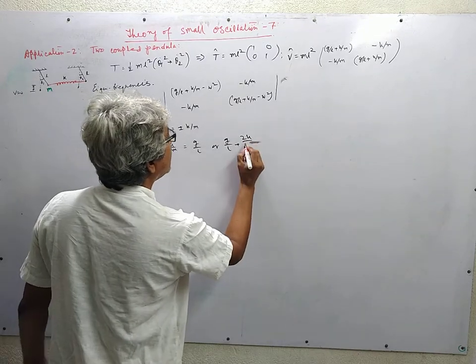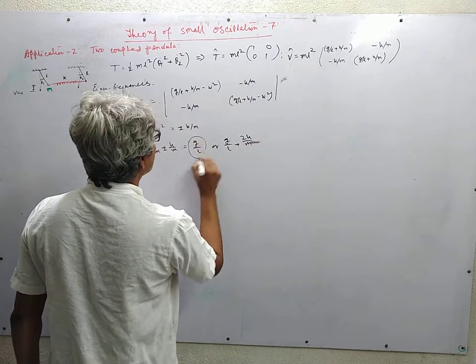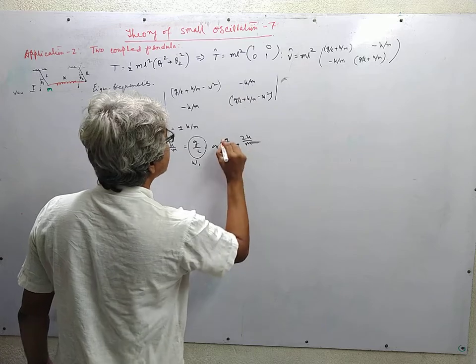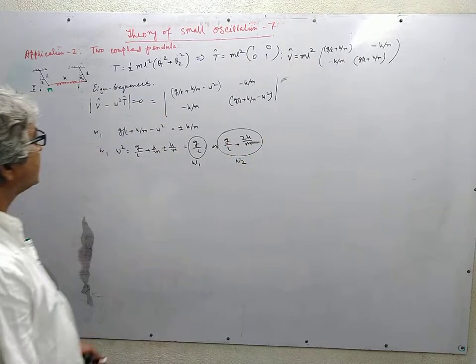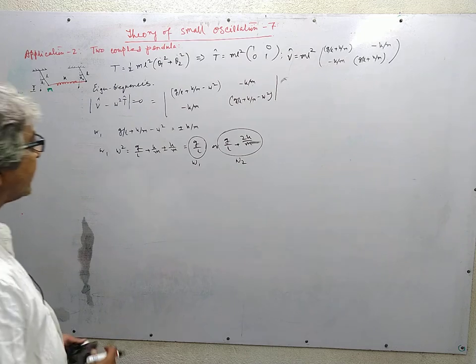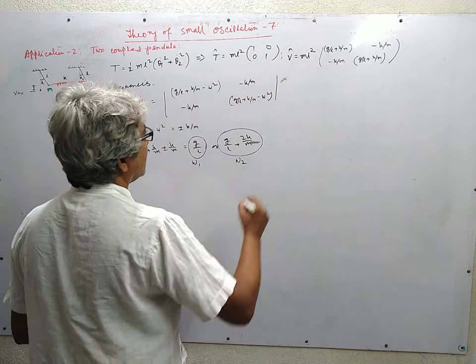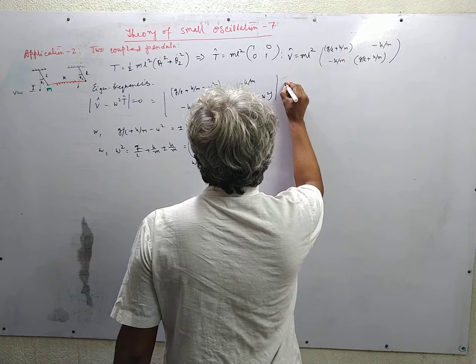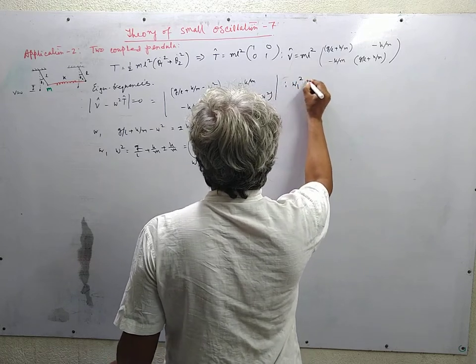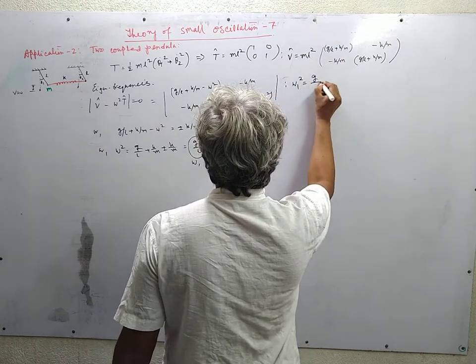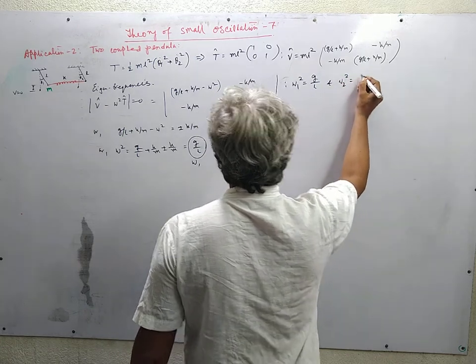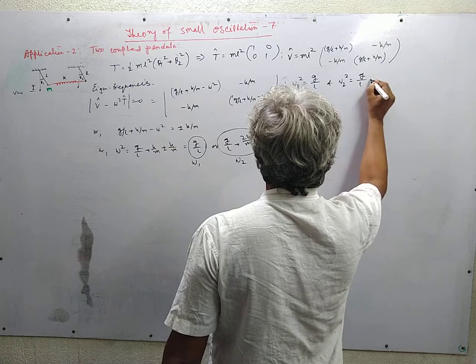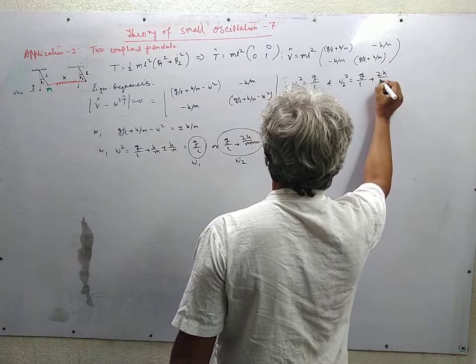We call this omega 1 and this omega 2. Sorry, omega 1 square and omega 2 square. So the eigenfrequencies are omega 1 square is equal to G/L and omega 2 square is G/L + 2K upon M.